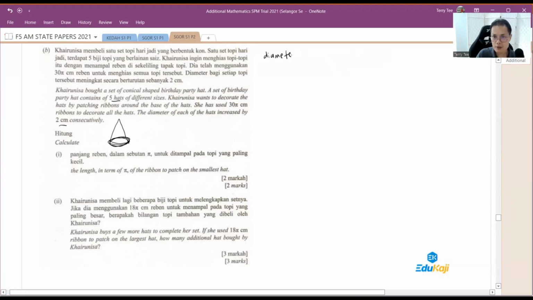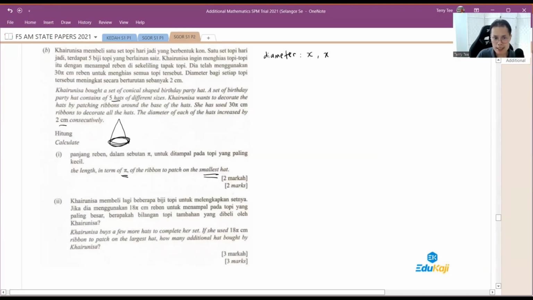The first diameter, do you know what's the diameter of the first one? In fact, no. We are supposed to find the length, in terms of pi, of the ribbon to patch on the smallest hat. The smallest hat, we don't even know the diameter. So I'm going to use x. Okay, use the unknown x.